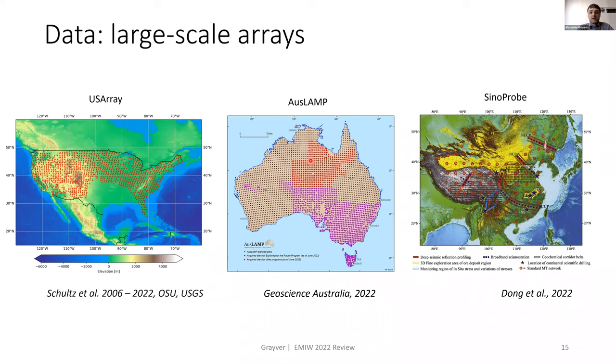temporary electromagnetic stations that are installed on a regular or quasi-regular grid and cover substantial areas, sometimes whole continents, or large parts of countries such as the US or China, and the whole continent of Australia. And this is, of course, unique. These are unique data sets. They create a lot of opportunities. And I think we have already seen, and we will be seeing more of, the high quality research output that is based on these data sets.